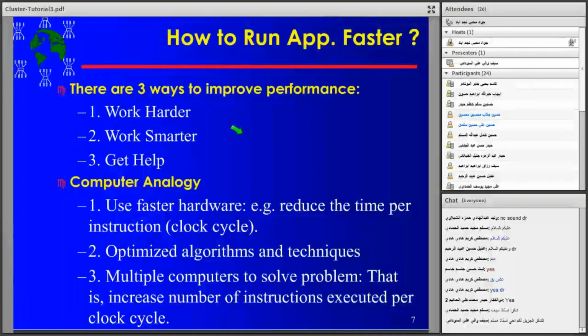Another way is work smarter. Instead of work harder, which means we need to buy another system with more performance and higher speed, another way is work smarter. For work smarter in computer analogy, we need to use optimized algorithms and techniques.